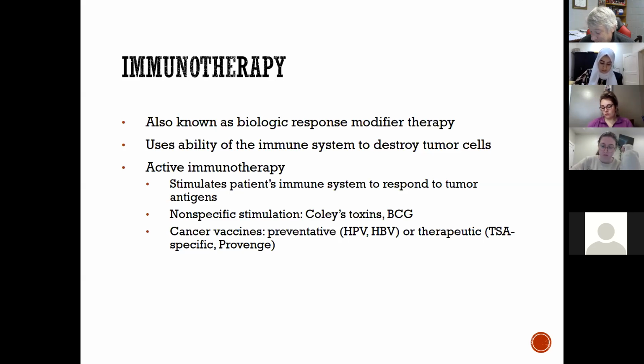It's a live but weakened strain of Mycobacterium bovis bacteria. It is considered to be the treatment of choice for non-invasive bladder cancer. So using a mycobacterium for bladder cancer, you directly deliver it into the urinary bladder through a catheter, and it's shown to be effective in reducing progressive tumor growth and delaying recurrence of the cancer in these patients.